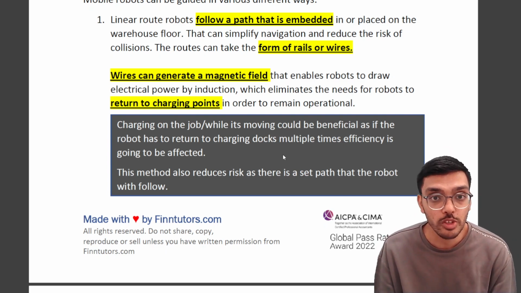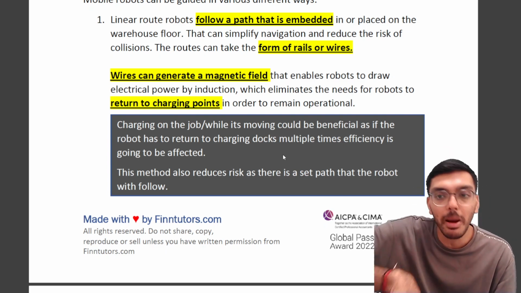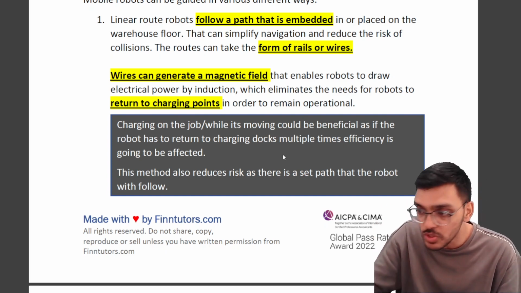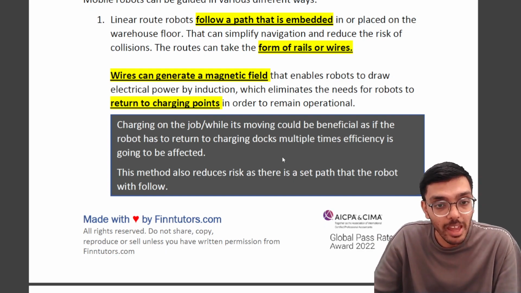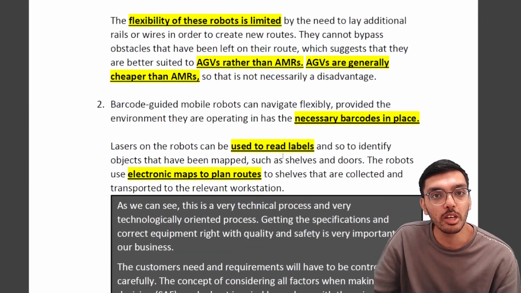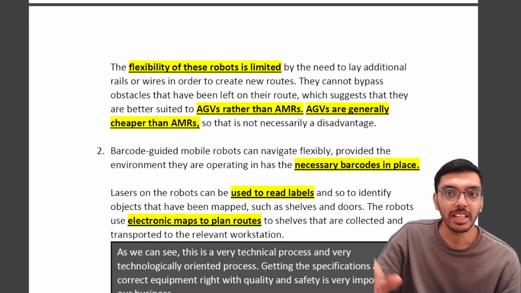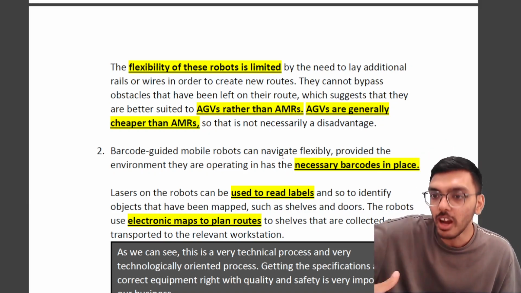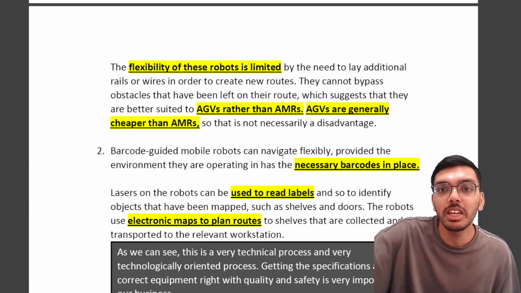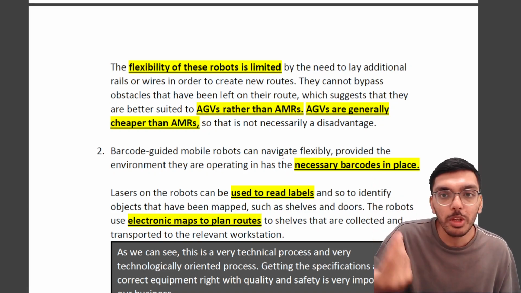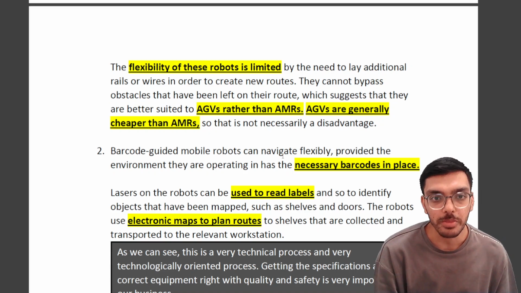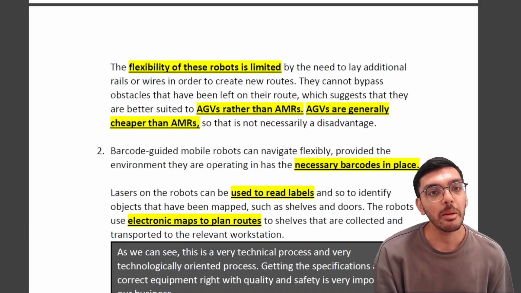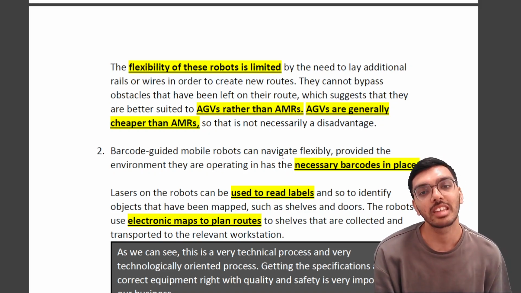This method also reduces your risk because the robot is only following a set path. That set rail, that set wire train is what the robot is following. He's not going to stray from it. So much more safe. The flexibility of these robots is though limited by the need to lay additional rails or wires in order to create new routes in your warehouse. It's a large place, yes, but how many wires, how many routes will you be able to create? They cannot bypass obstacles that have been left on their route. They will stop over there, which suggests that they are better suited to AGVs rather than AMRs.